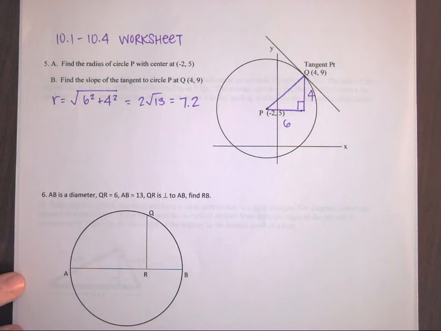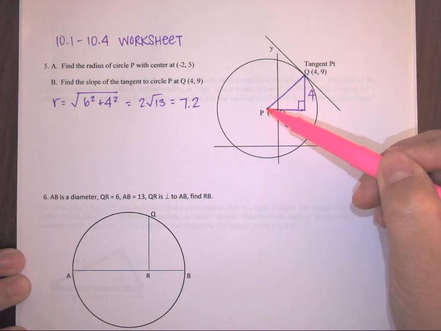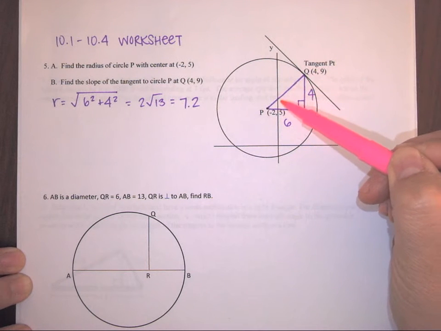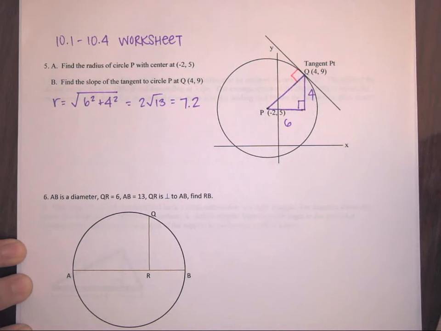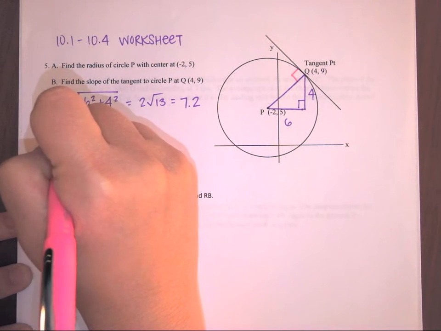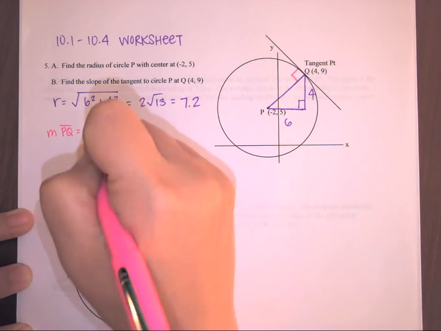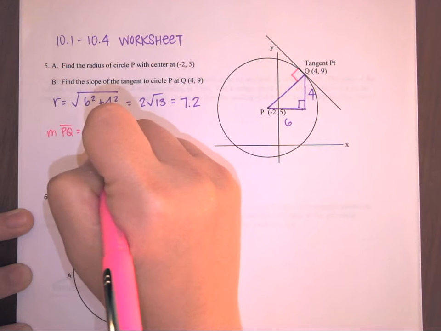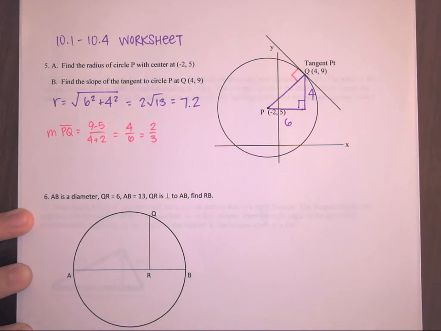Well, if you look at the tangent line, it doesn't have 2 coordinates, so we can't find the slope directly, but we can find the slope of the radius PQ, and we know that when a radius is drawn to a tangent, it creates a right angle. So let's find the slope of segment PQ. y2 minus y1 over x2 minus x1. That's 4 over 6, which is 2 over 3.